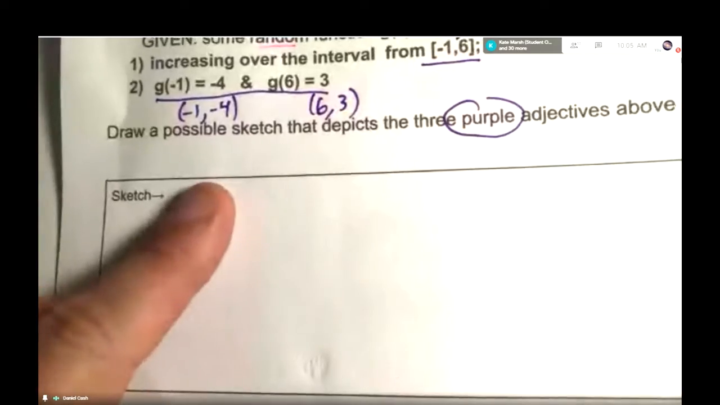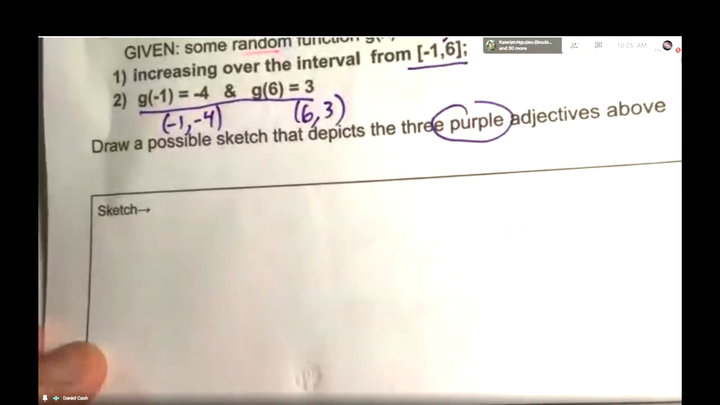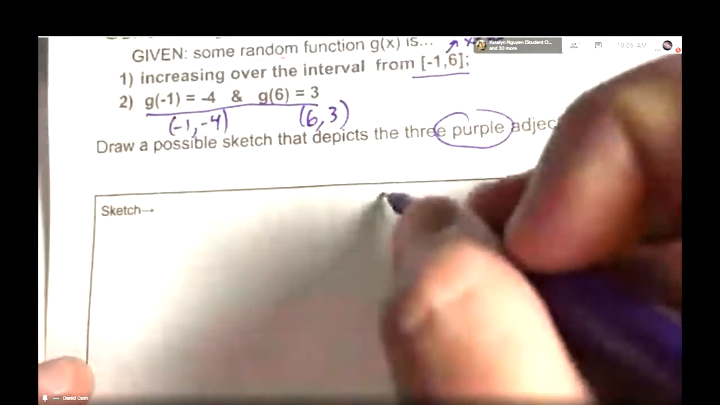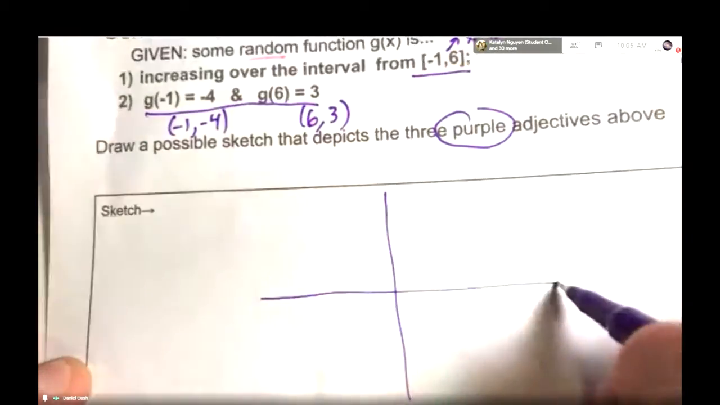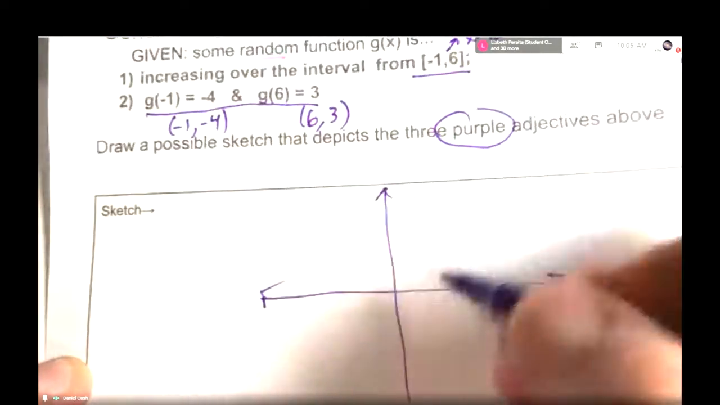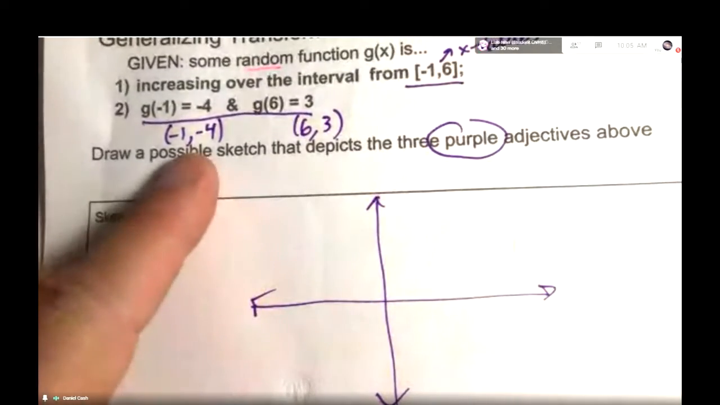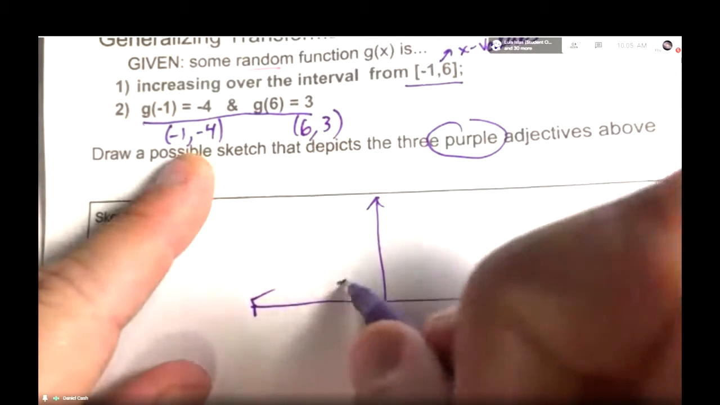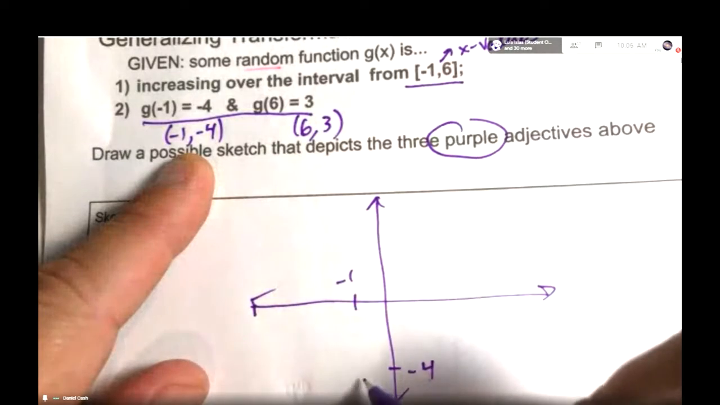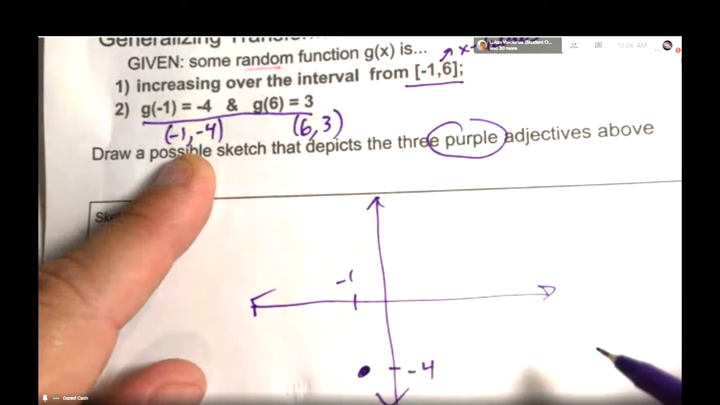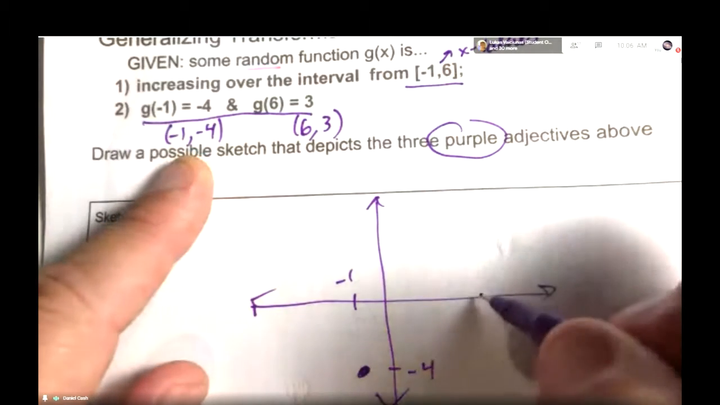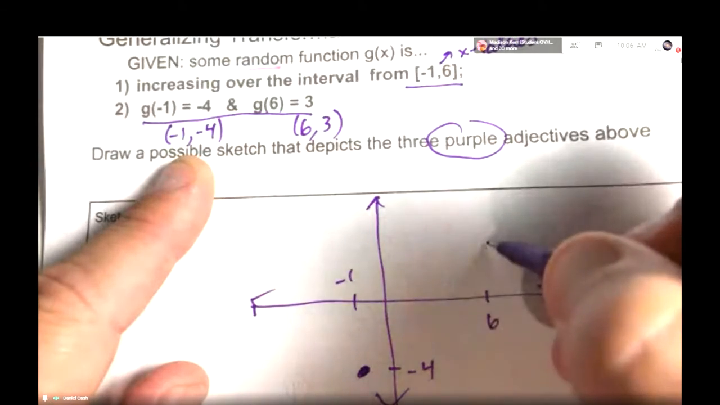So draw a possible sketch that depicts the purple adjectives above. Notice it says sketch here, so I'm just going to draw a rough sketch. So there's an ordered pair at -1, -4. So -1 and -4 is here. And at 6, 3. So here's 6, and here's up here at 3.